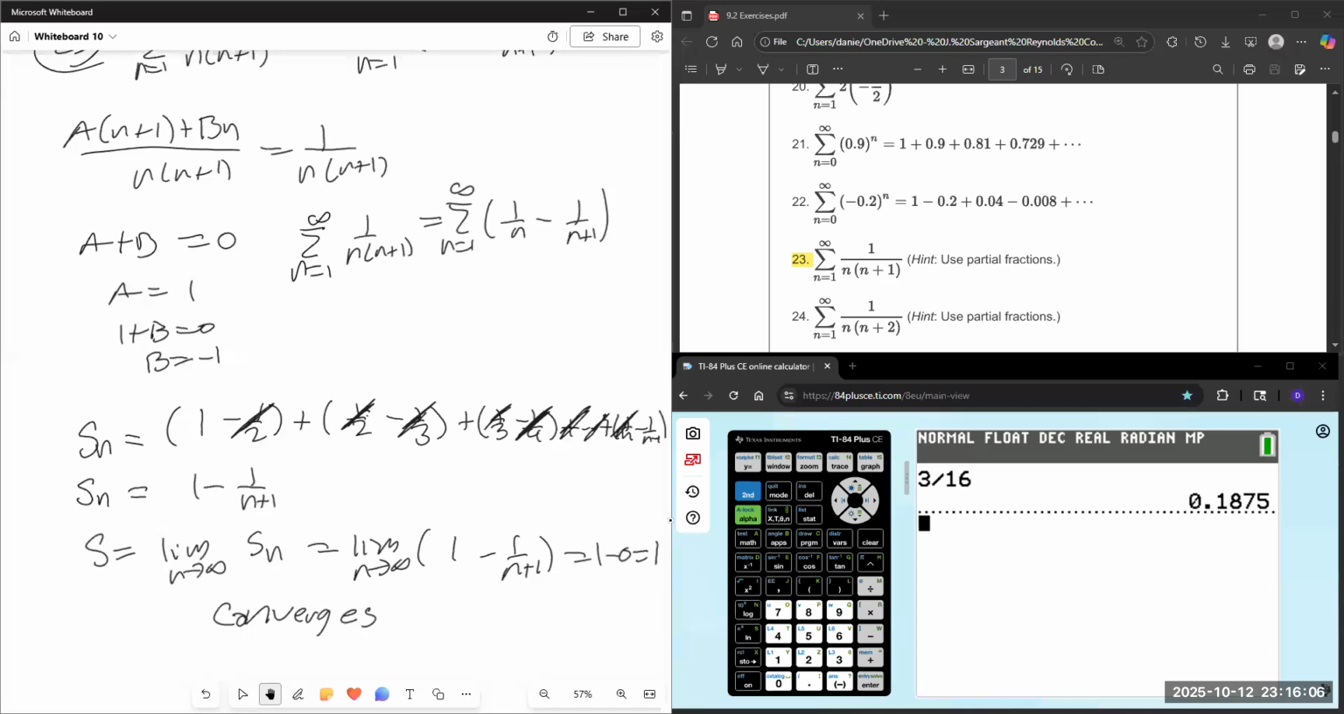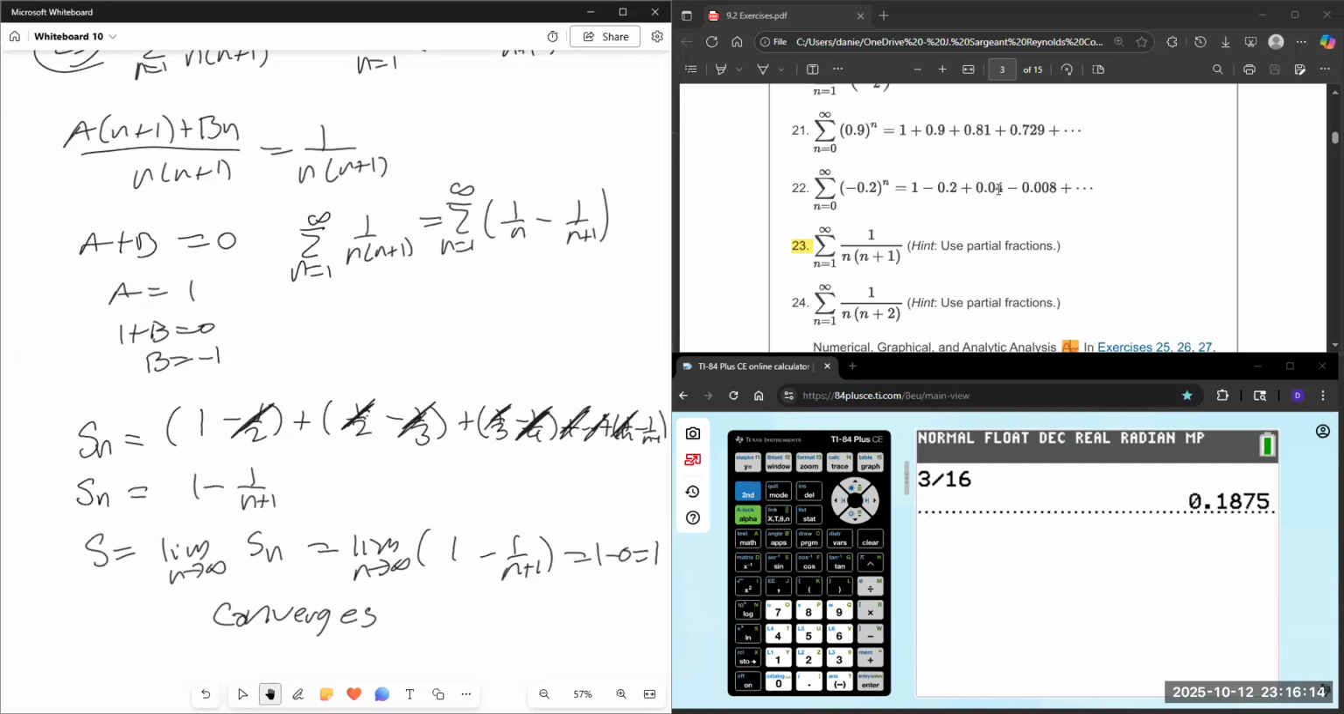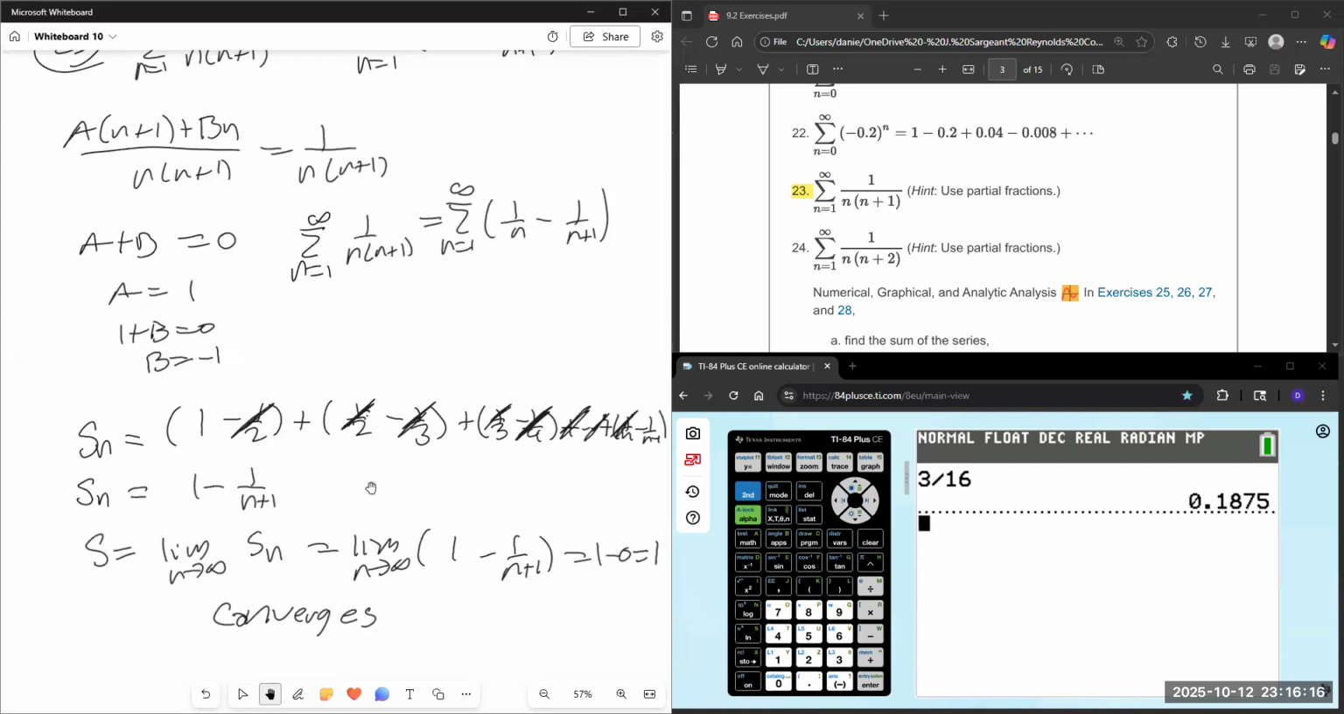So this is one of the cases where we're actually going to find the sum to prove convergence of the series. That's very rare to do. And this is going to be one of those cases where if it tells you to find what the series converges to, then it's either going to be telescoping like this, or it's going to be geometric.